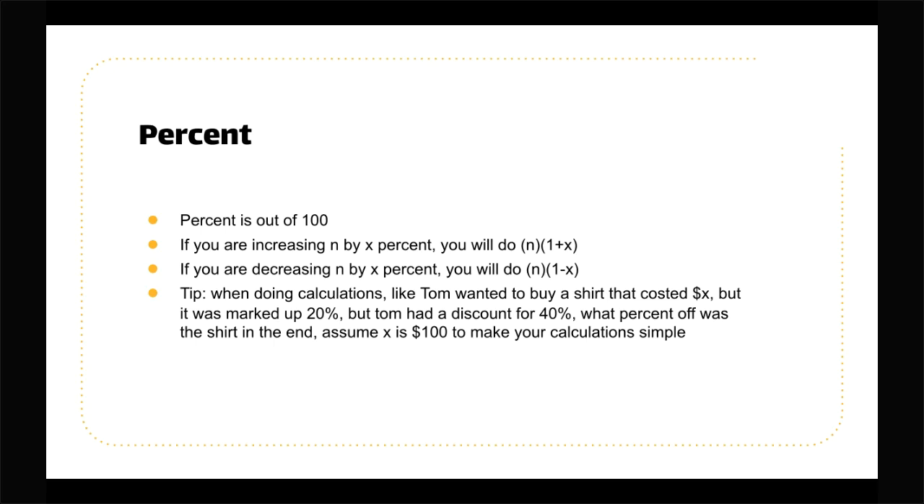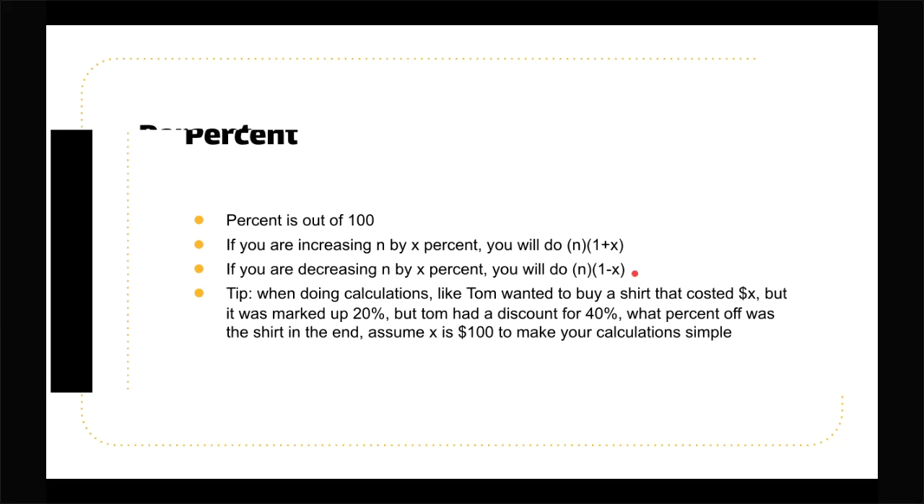All right, we're going over percent. A percent is out of 100. So something out of 100 is a percent. If you're increasing n by x%, do n times 1 plus x. And if you're decreasing, do n times 1 minus x. Does everyone get that part? These two lines. I'll go over the examples.